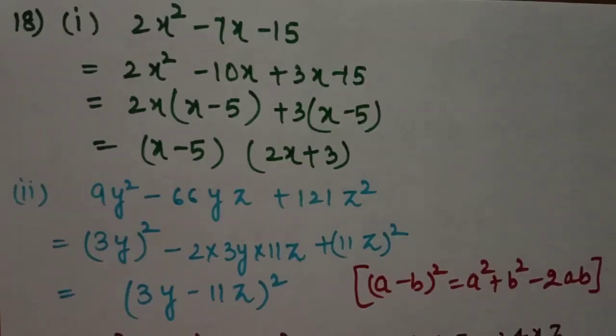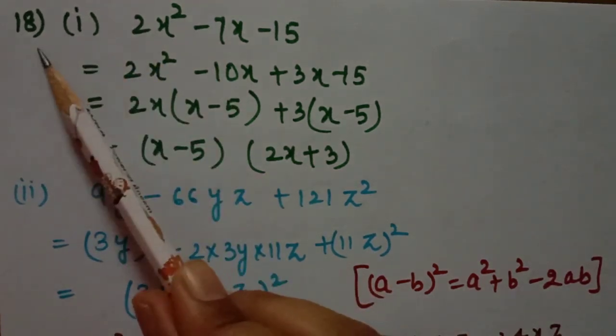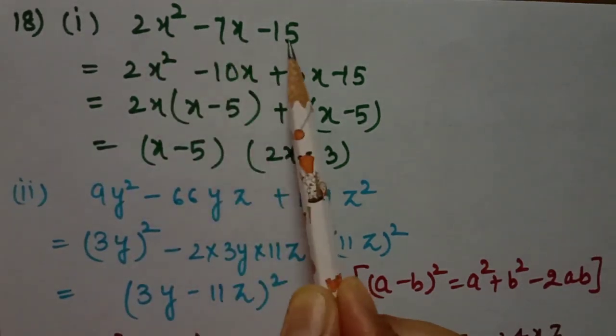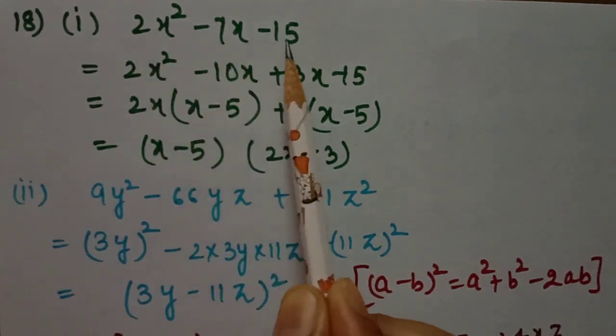Question number 18 was factorize. It has 4 parts. In each and every part, we have to factorize the given polynomial. So students, first part of question number 18. We have to factorize 2x^2 minus 7x minus 15. It is clearly visible that we have to factorize this with middle term splitting.